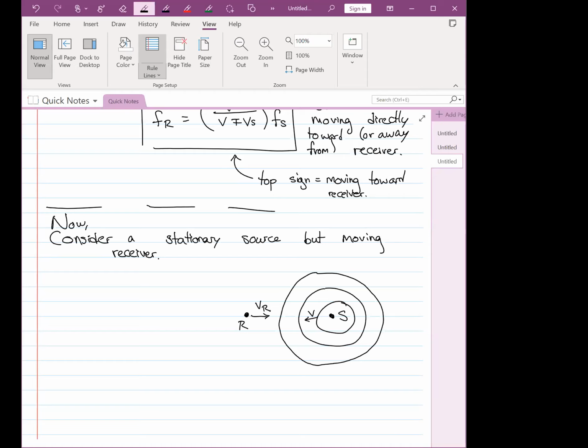But because the receiver is moving towards them, it's catching up to these waves. The waves don't have to travel as far to get to the receiver. And so it observes the pulses hitting it more quickly than they would if they were traveling at the wave speed, i.e. basically the wave speed has increased, the wave speed relative to the receiver. So from the receiver's perspective, the pulses are moving towards it.